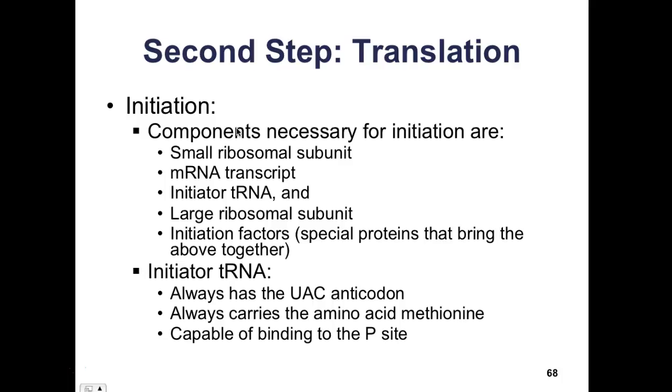It occurs in 3 steps: initiation, elongation, and termination. So the first step, initiation. Components necessary for initiation are a small ribosomal subunit, messenger RNA transcript, initiator tRNA, and large ribosomal subunit, and initiation factors, special proteins that bring the above all together. The initiator tRNA always has the UAC anticodon, because remember the messenger RNA is AUG, so it always carries the amino acid methionine, capable of binding to the P site.